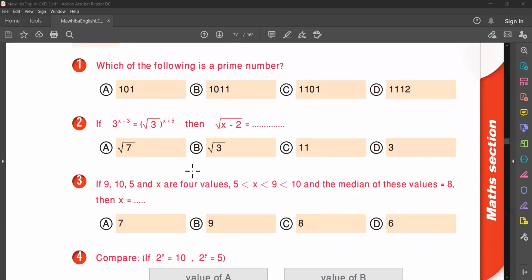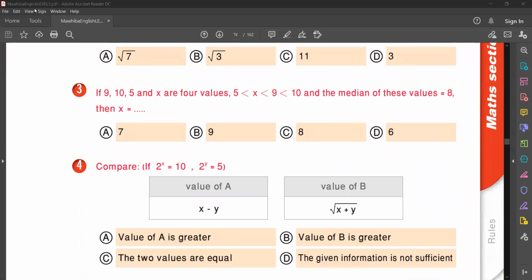Now number 3. What is the problem here in number 3? If 9, 10, 5, and x are 4 values, where x is greater than 5 and less than 9, and the median of these values equals 8, then x, what is it?